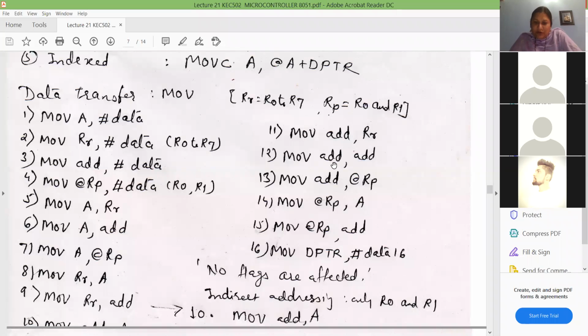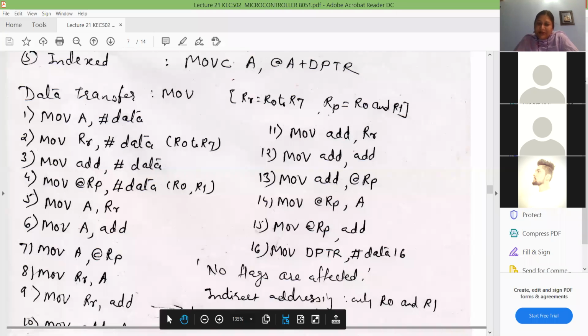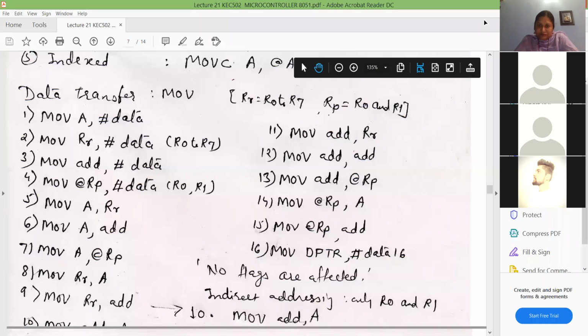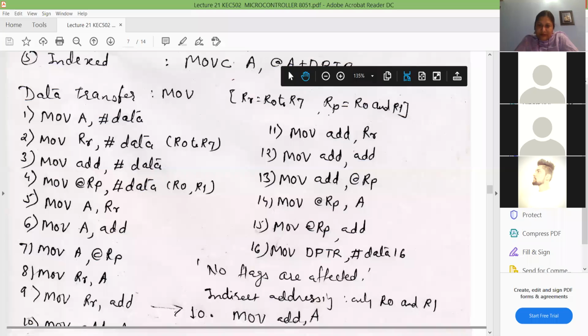And you can load DPTR, because DPTR is a 16-bit register. So here your data should be 16-bit data, because your DPTR register is a 16-bit register. Then you can move the data from the accumulator to an address.